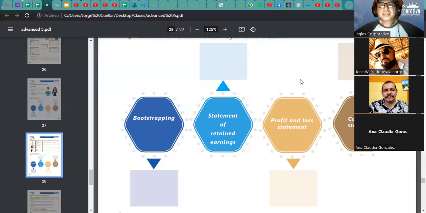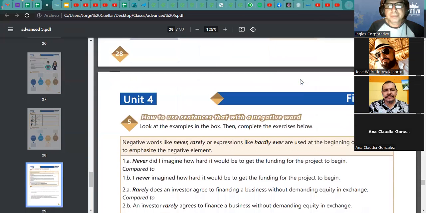Very good. So that is it. The cash flow is like the liquidity, right? So how is the money flowing? How much money do I have? How has the money been spent at certain times? So it's going to be showing something like that. Good. So as you can see, most of those, we checked already.